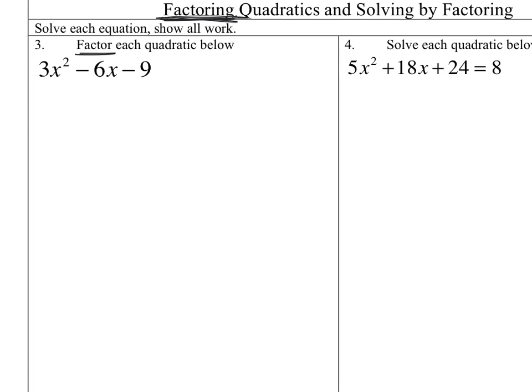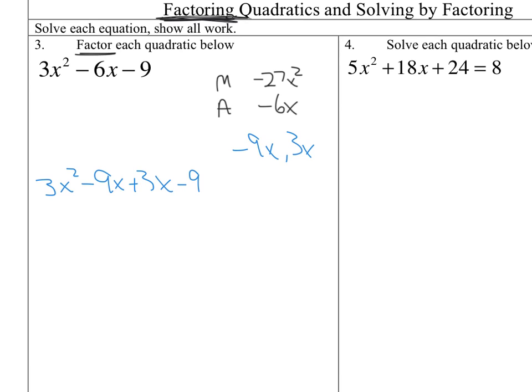So most of you are going to multiply the 3 and the negative 9 and get negative 27x squared. You're going to take that middle term and write that down. So you need numbers that multiply to negative 27 and add to negative 6. I feel like negative 9 and positive 3 would work. So then I'm going to write 3x squared minus 9x plus 3x minus 9. Take a 3x out of those two. Take a 3 out of those two.